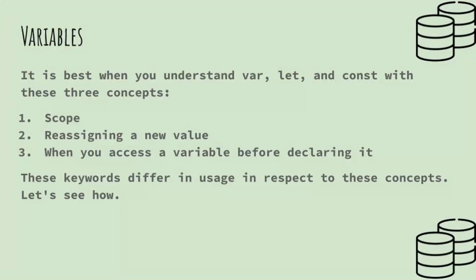Now you must be wondering, what is the difference between these 3 keywords, var, let and const? The best way to understand the difference between these 3 keywords is by using 3 concepts. First is scope, second is reassigning a new value, third is when you access a variable before declaring it. These keywords differ in usage with respect to these concepts. Let's see how.